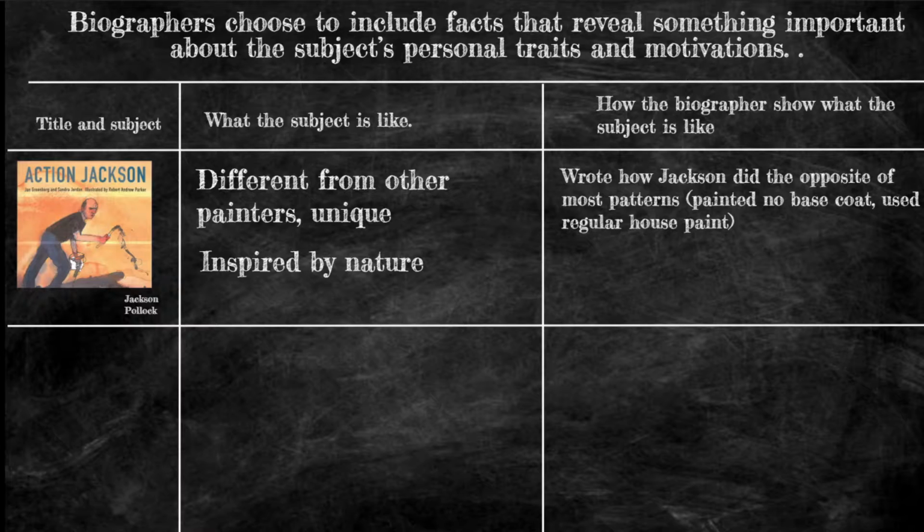He painted with no base coat, and he used regular house paint. Regular painters would put a base coat of paint on a canvas and then paint over that. Jackson Pollock didn't do that. Also, most painters use a special kind of paint, watercolor or oil paint designed specially for art. He decided to use regular house paint. The biographer also told how Jackson walked on the beach. That's how he's inspired by nature.